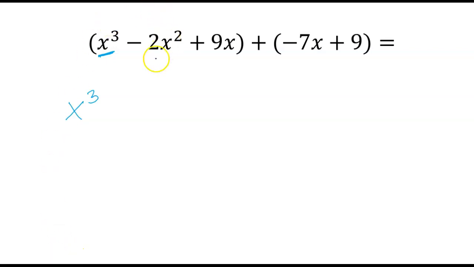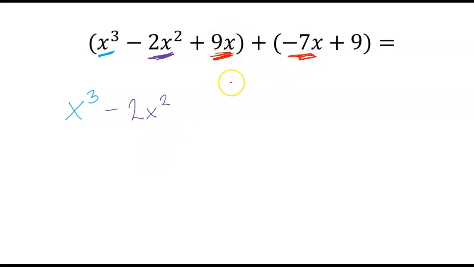Let's make this one purple. I'm looking for squared terms. Well, there are no other squared terms. Because negative 2x squared has no like terms, I'm just going to write it down just the way it is, because there's nothing here that I can add, subtract, or combine with it. And then we're going to look at 9x, just 9x, and negative 7x.